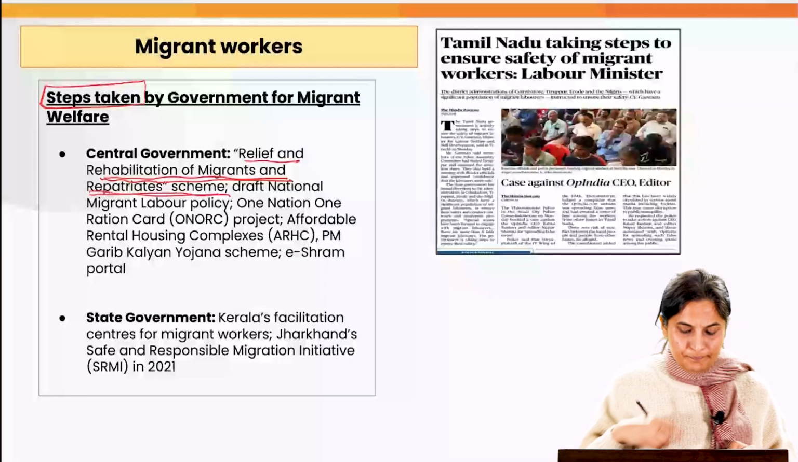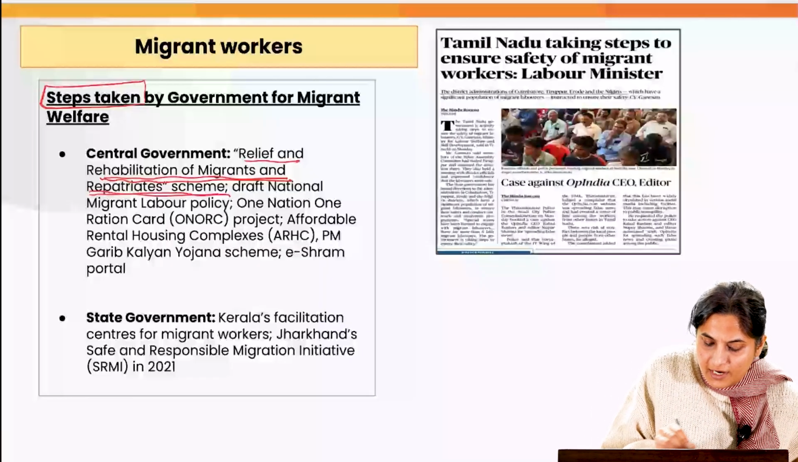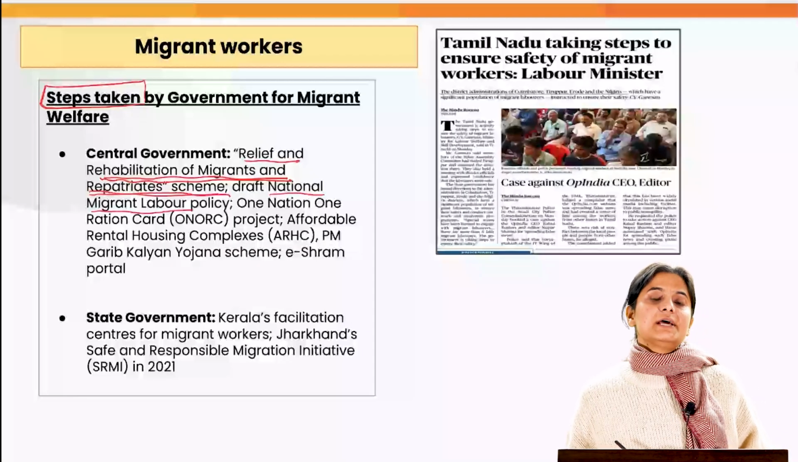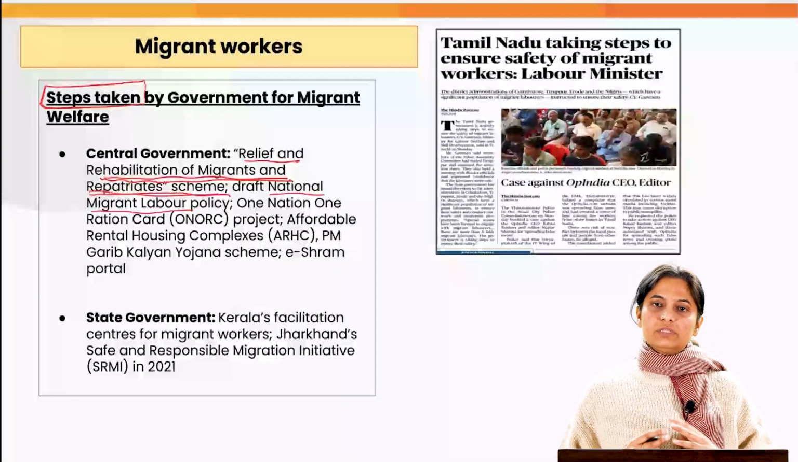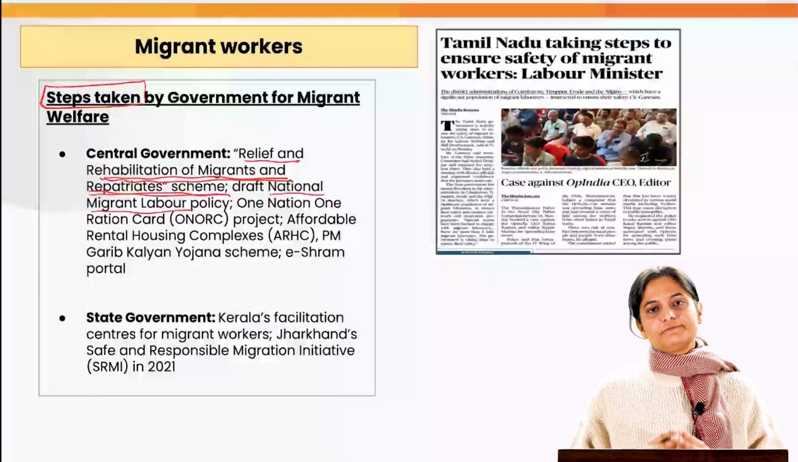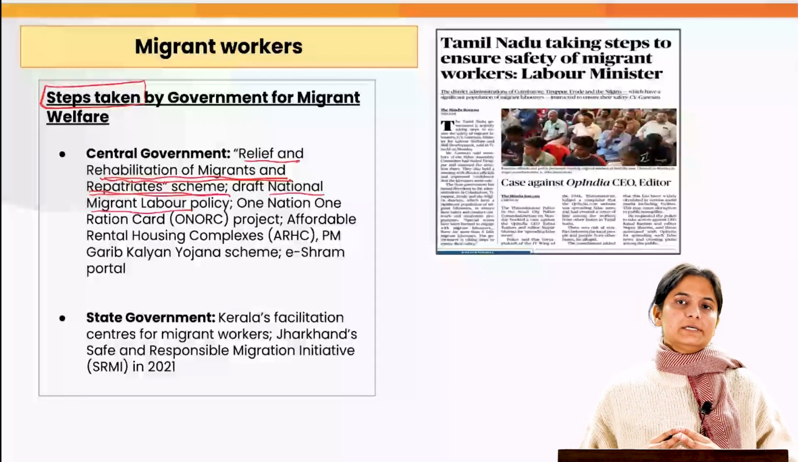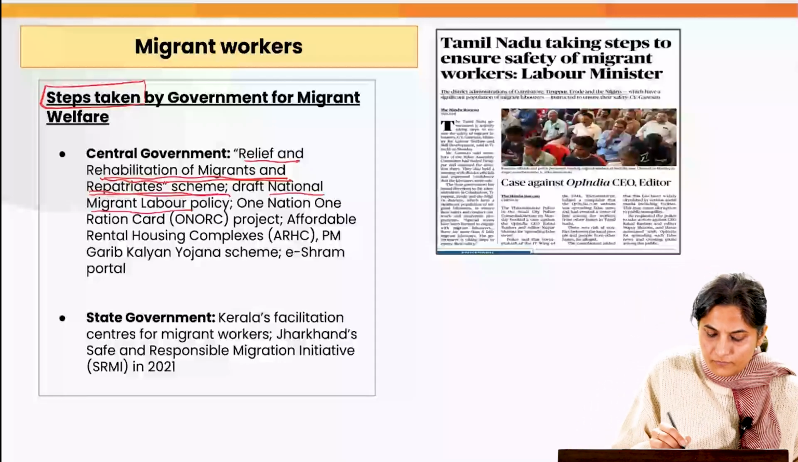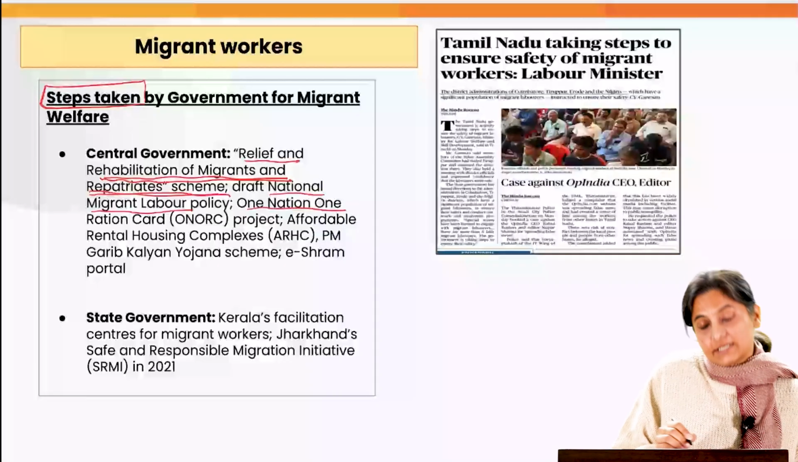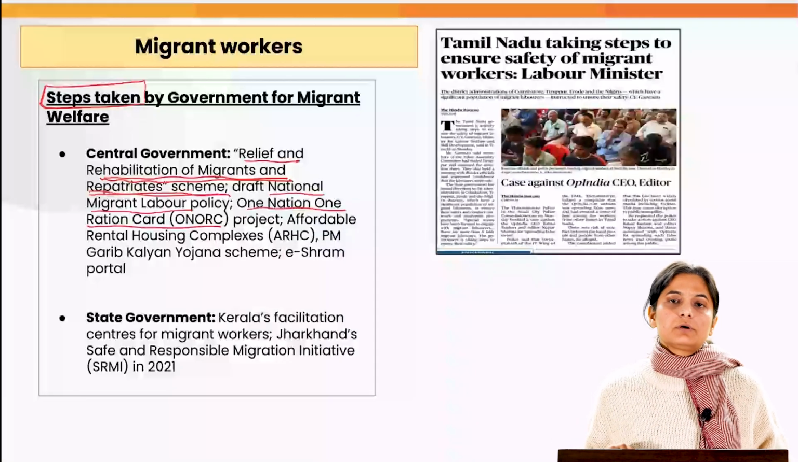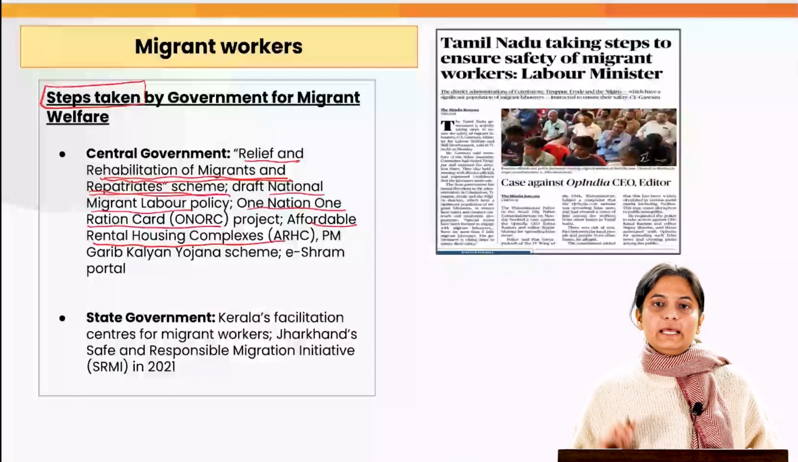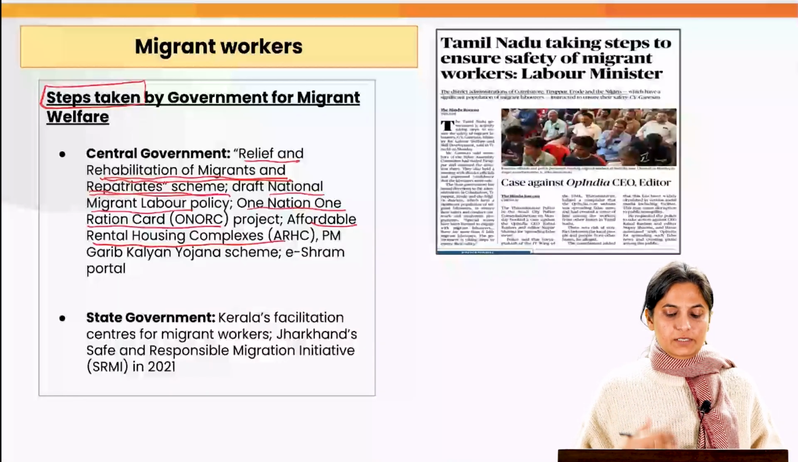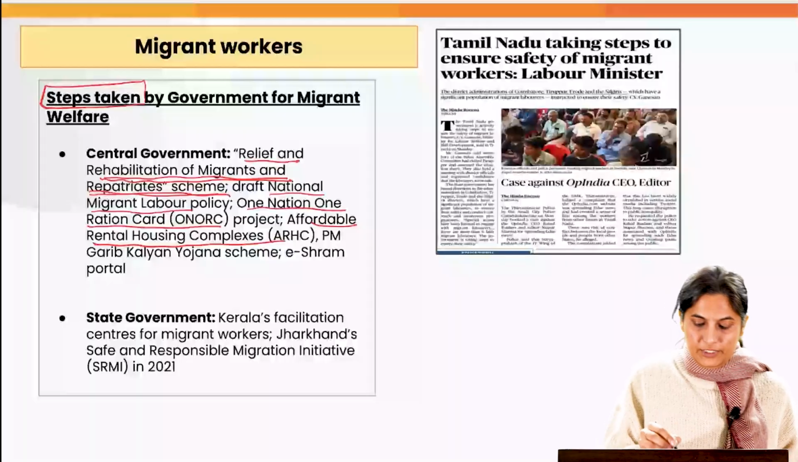Remember the scheme's name? Apart from this, the ministry has also drafted the National Migrant Labour Policy. This is suggestive in nature and states are free to adopt it as per their convenience and suitability. Then there is the One Nation, One Ration Card project, which has been rolled out across India. There are also affordable rental housing complexes, which have been allotted to this segment of the population.